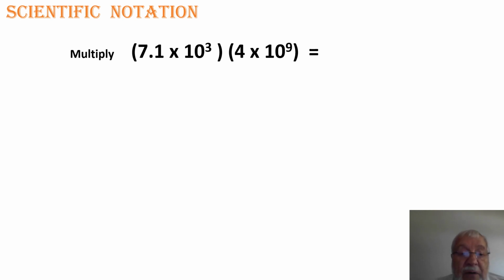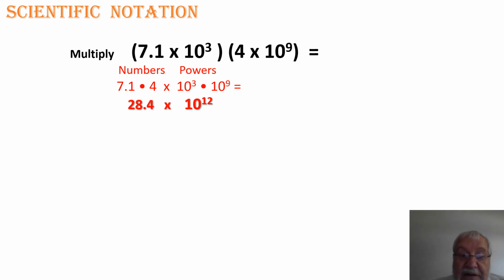All right, if I'm going to multiply two scientific notation problems, the first thing I can do is bring the two mantissas together, and I can multiply 7.1 times 4, and then I'm also going to bring the two powers together, and I'm going to have 10 to the 3rd times 10 to the 9th. Now, this first part in the numbers will end up with 28.4, and when I add the exponents, I get 10 to the 12th power.